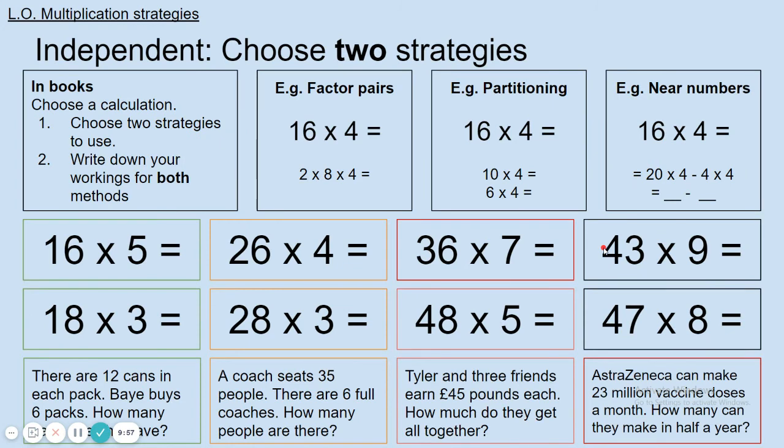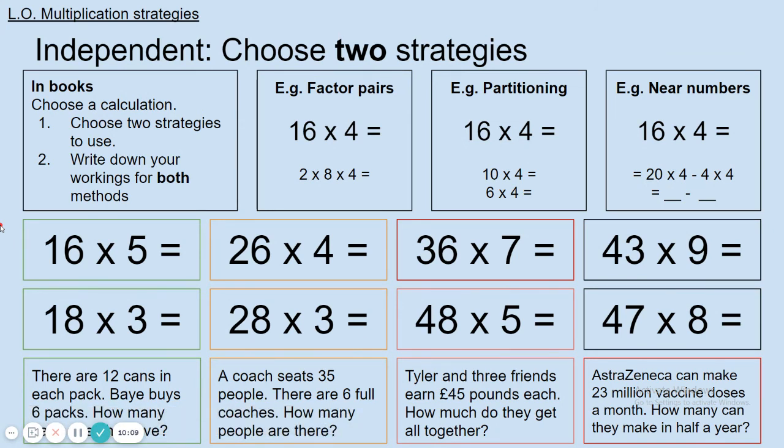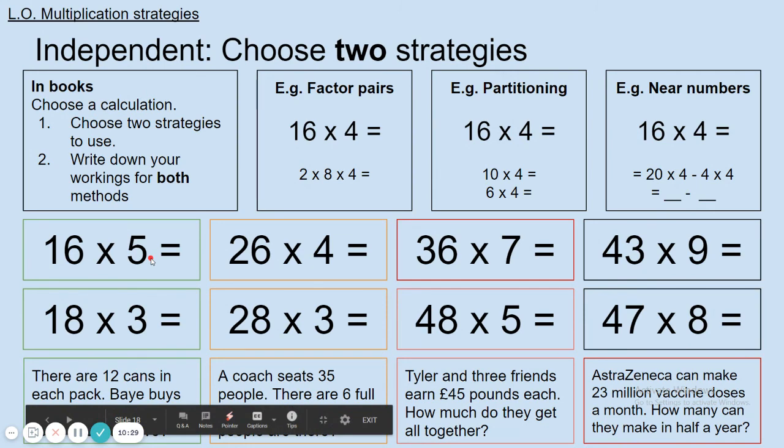I've got some other examples here. So choose 2 strategies. So you might choose green level, and I want you to work them out twice. That's the key here. So I want you to choose 2 of the strategies. So you might choose factor pairs or near numbers. Near numbers is quite far away from 20 there, but you might be able to work it out. Or partitioning and factor pairs, that sort of thing. So I want you to pick some calculations and work them out twice using these strategies.